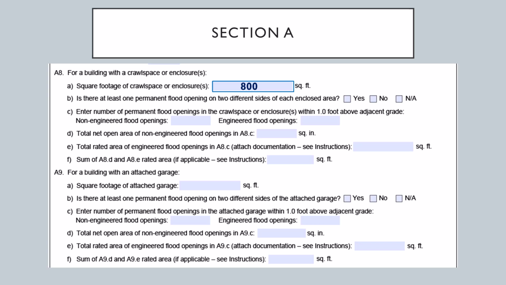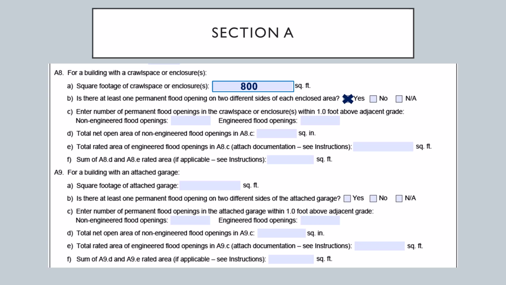FEMA's Technical Bulletin Number 1 encourages at least one permanent flood opening on 2 different sides of the building. A8B requires an answer to the question if one permanent opening exists on 2 different sides of the building. A box must be checked. Leaving this blank could result in an error. In our case, this building has 6 openings, and they are on at least 2 or more sides of the building, so yes will be marked.